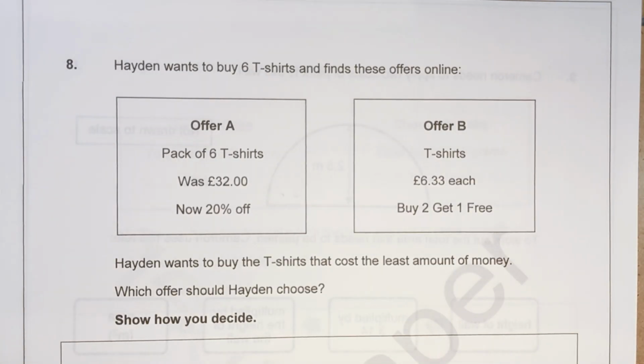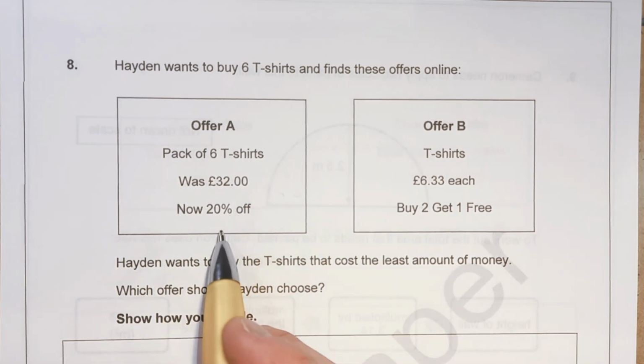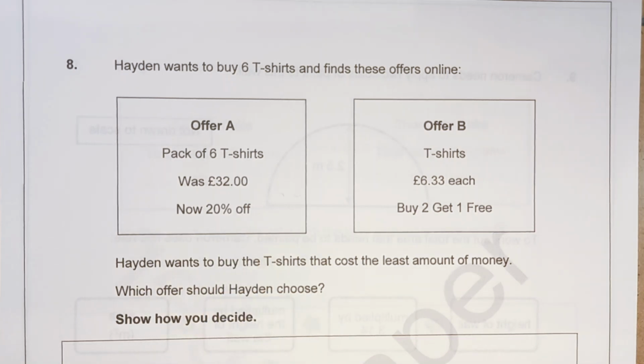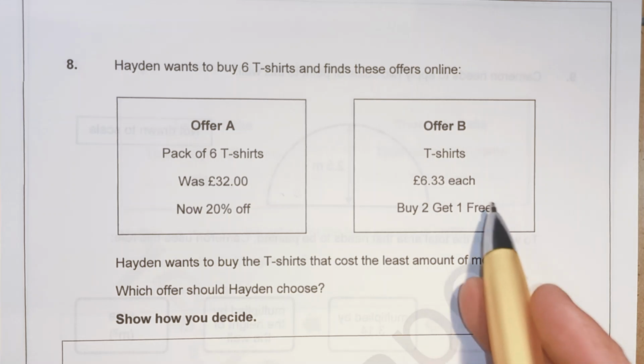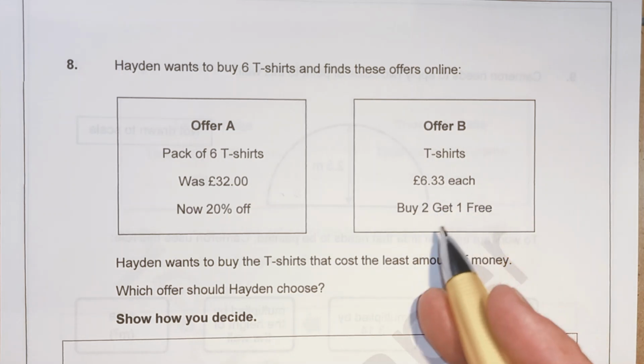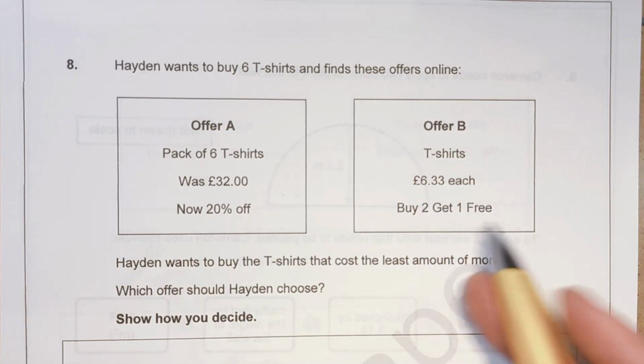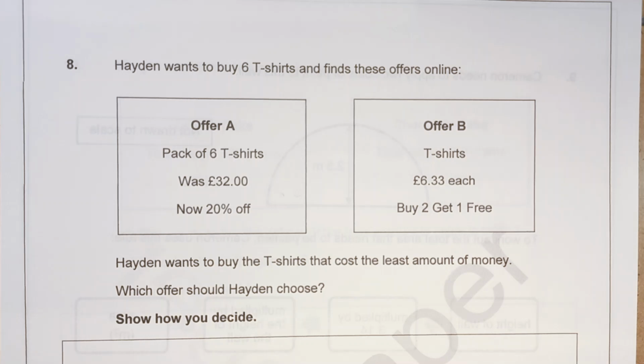Question 8. Hayden wants to buy 6 t-shirts and finds these offers online. Offer A, we've got a pack of 6 t-shirts, was £32, now 20% off. And we've got offer B, the t-shirts are £6.33 each, buy 2, get 1 free. Hayden wants to buy the t-shirts that cost the least amount of money. Which offer should Hayden choose?